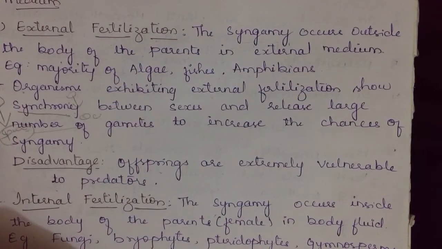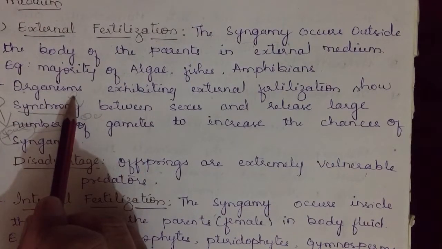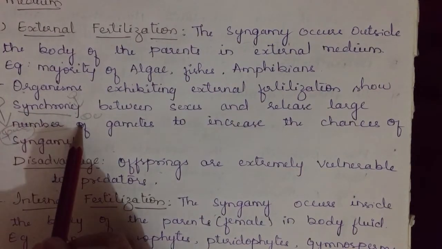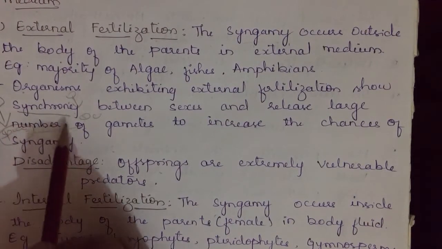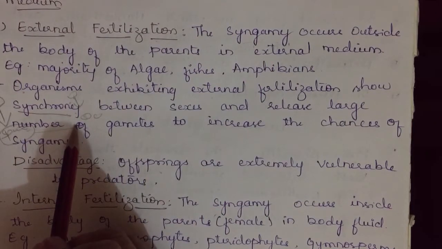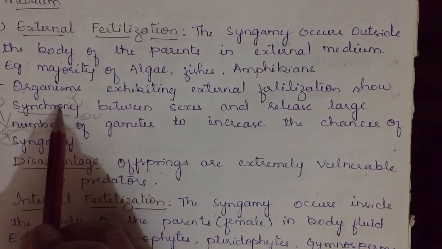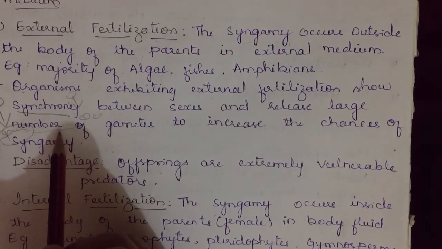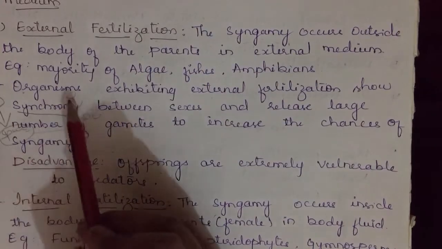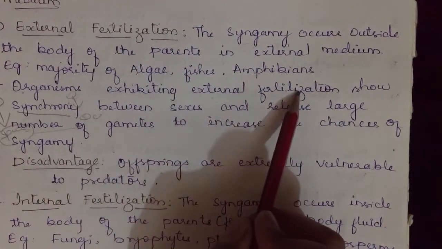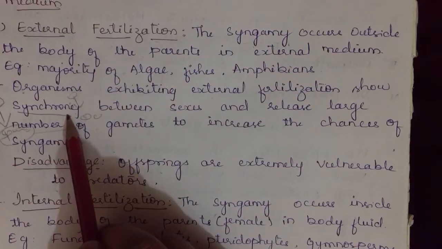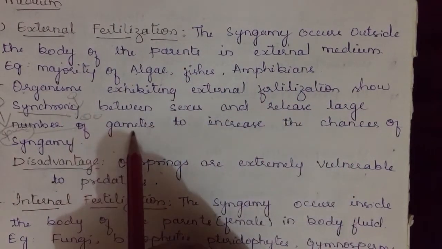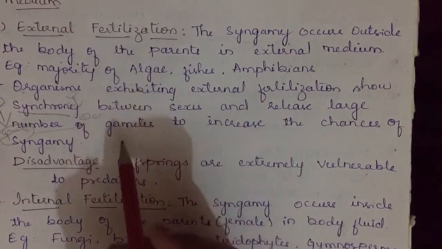Which one? Sperms. If the female frog is releasing eggs and the male frog is releasing sperms in the water at the same time, then the chances of fertilization are there. If synchronization is not there between both the organisms, then there is no chance of fertilization. That's why organisms exhibiting external fertilization show synchrony. They should show synchrony between sexes and release a large number of gametes to increase the chances of syngamy.